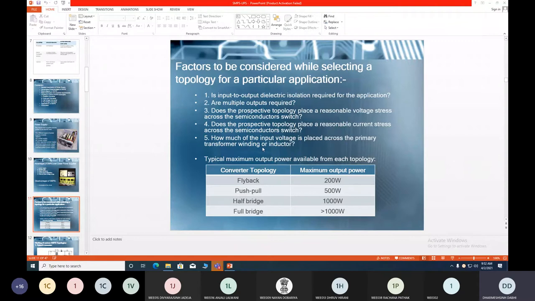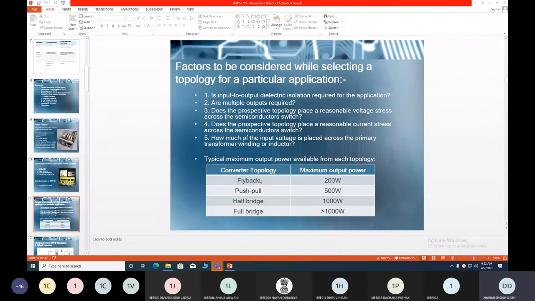And then the fifth one is: how much input voltage is placed across the primary transformer winding or inductor. So based on all these five parameters, you choose your required SMPS. And the last one is: how much power output voltage rating is required, how much power rating is required at the load side.